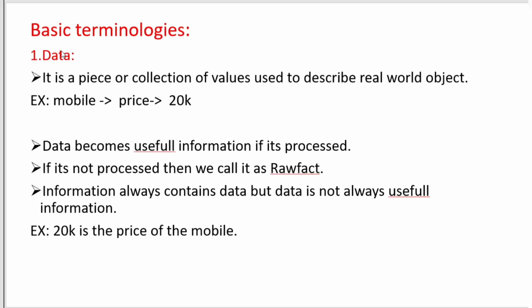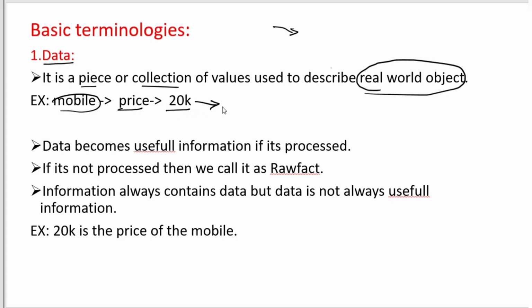Then the basic terminology. If we are learning any language, we should know some basic terminologies in that language. Similarly, here also we have some basic terminologies. First one is data. What do you mean by data? Data is a piece or collection of values used to describe a real world object. For example, here mobile is data. Price is data.